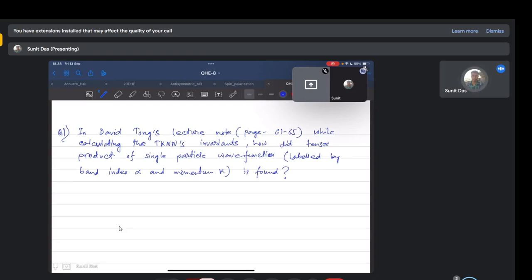So this was the question. In David Tong's lecture notes, while calculating the TKNN invariant, which sometimes we also call the Chern number, in some specific cases, how is the tensor product of single particle wave functions found? Okay, it's found from the many particle or multi-particle wave functions.